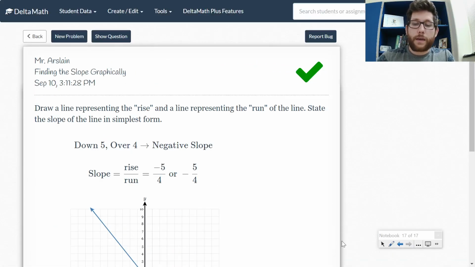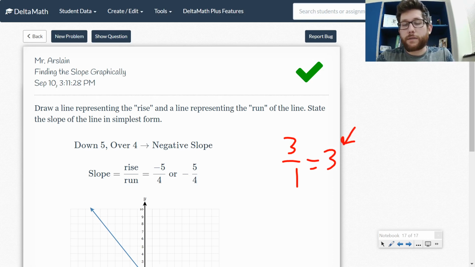One last thing. If you run into a slope that looks something like this, you might get like a 3 over 1 slope. Remember that anything over 1 is just itself. So 3 over 1 is just equal to 3. And it's going to want you to put the answer in as 3 instead of 3 over 1. So if you run into something over 1, remember, that's just the same as the number in your numerator. All right, with that, you should be good to go to solve slope problems on your own.